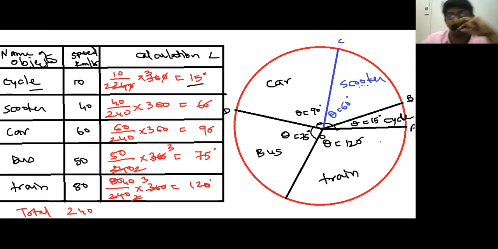So this graph, what we can see over here, is called a pie chart. You can pause the video over here and draw it quickly and name it all like this: OA, OB, OC, OD, OE. Then theta is equal to 15, theta is equal to 60, theta is 90, theta is 75, theta is 120, and then cycle, scooter, car, bus, train, and all those things. And then you're going to grab those 5 marks in your examinations very easily. This is a very simple question. So I hope you understood everything.